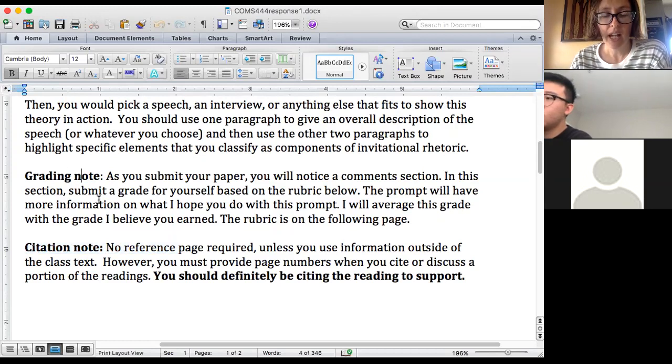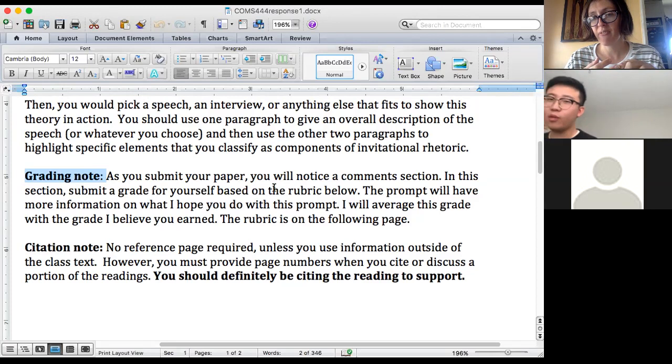And then finally, when you submit your paper, you'll notice online there's a little comment box. You'll see it when you submit. When you submit, just write a sentence or two telling me how you feel you did on your paper and giving yourself a grade. So give myself a grade.